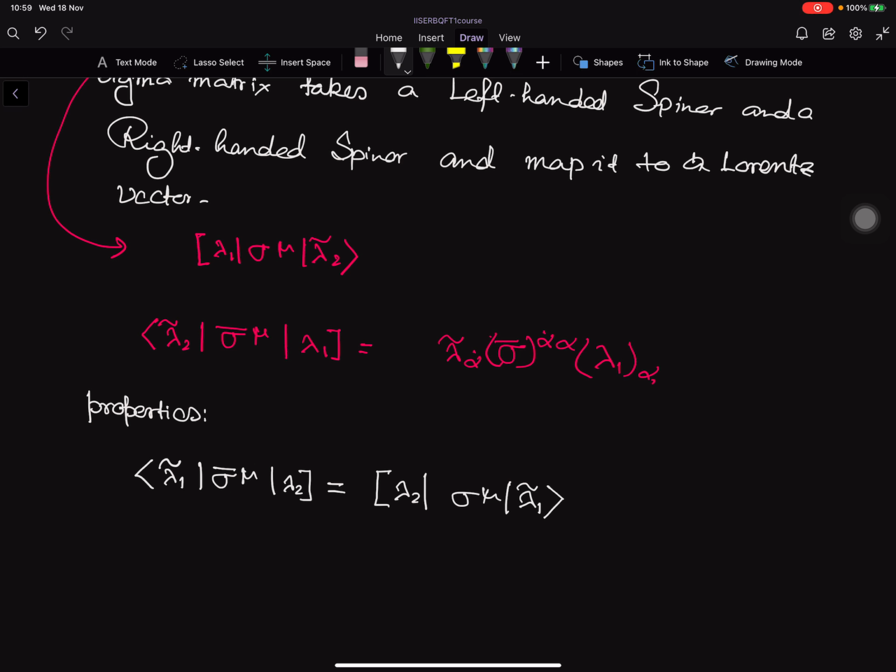Second is the Hermitian property. Let's take lambda 2 sigma^mu lambda 1 tilde. If I take its Hermitian conjugate, this becomes lambda 1 sigma^mu lambda 2 tilde. This is consistent because we know that angle brackets go to square brackets and square brackets go to angle brackets under complex conjugation. This is basically saying that the left-handed spinor goes to right-handed spinor and vice versa under complex conjugation.